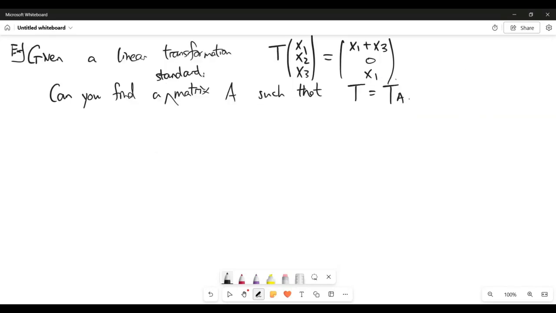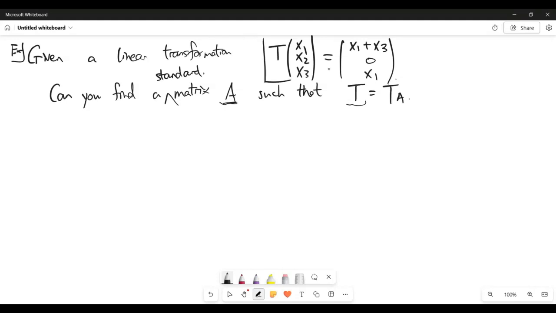Actually, the reverse is also correct: if you are given any linear transformation, we should be able to find a standard matrix A such that we can represent the given linear transformation using the matrix multiplication I talked about. So up to now.